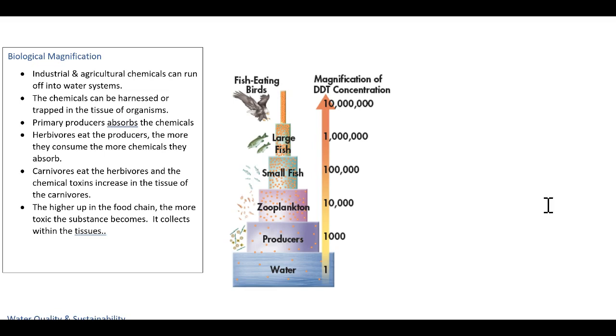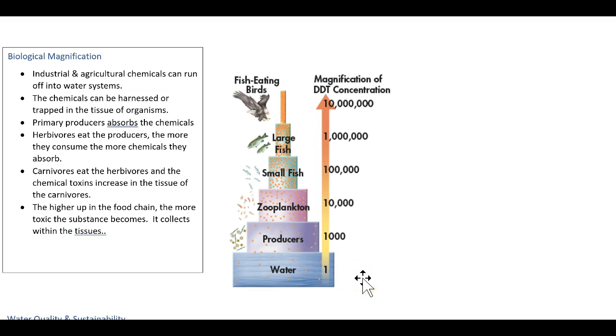It can go into our water systems, and then when organisms eat that, it goes into the organisms at higher levels. We call this process biological magnification. And what we can see here in this picture is an example of biological magnification.